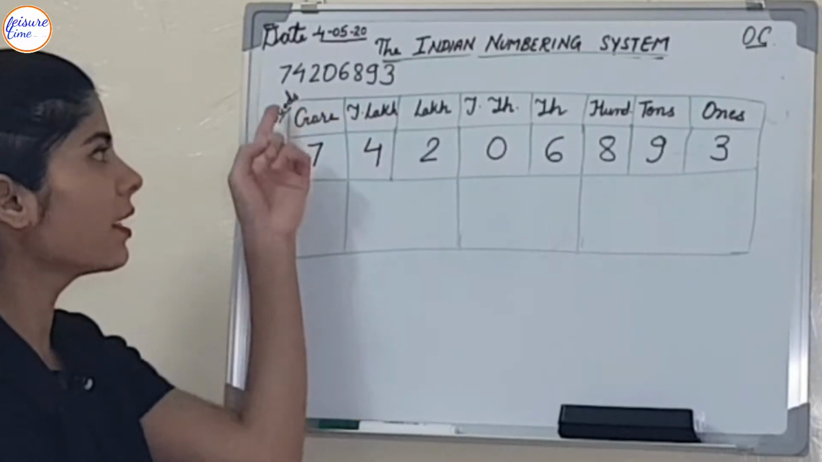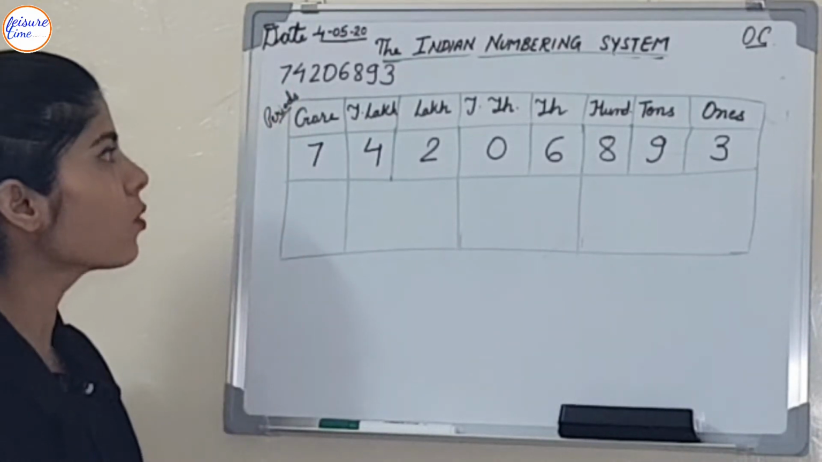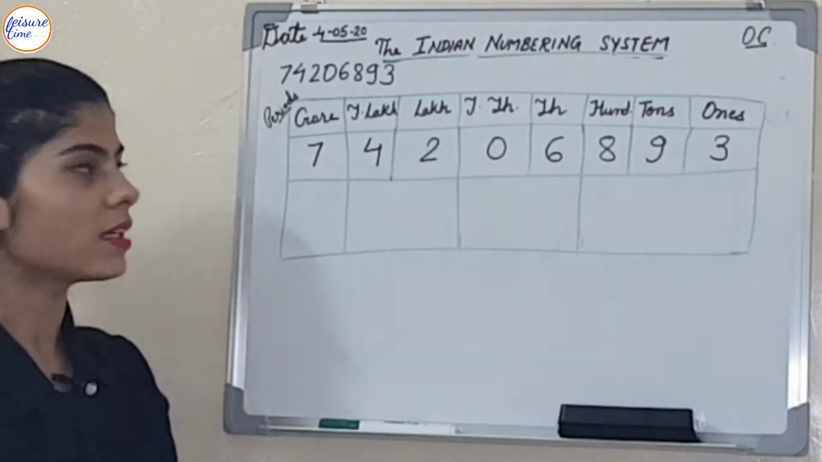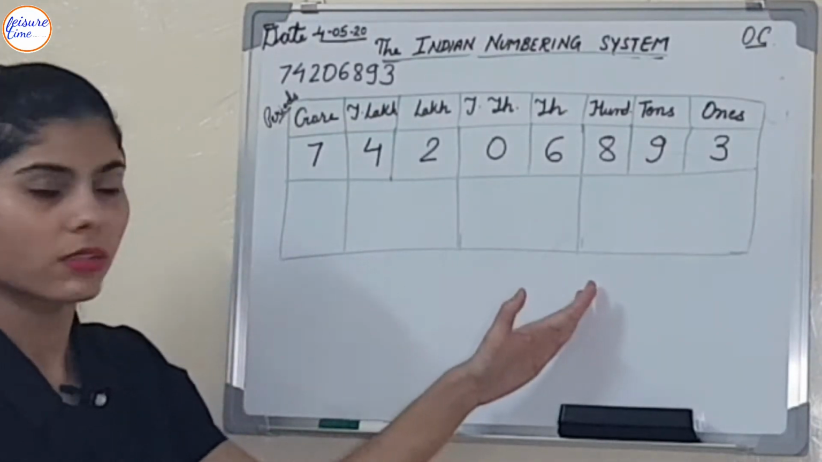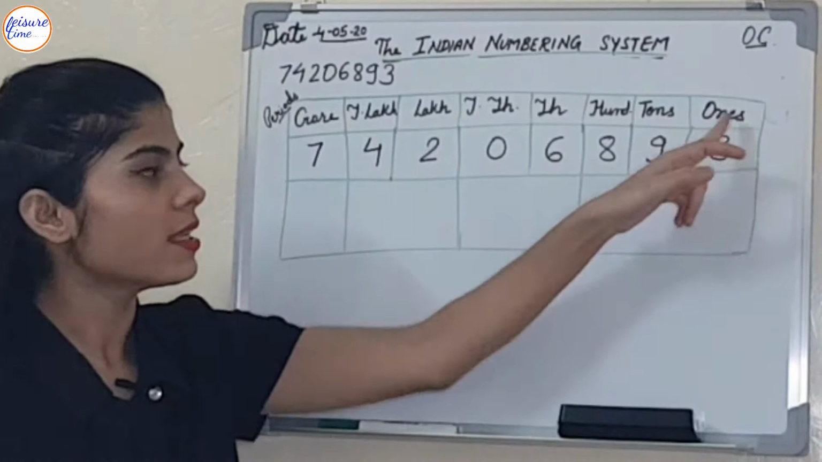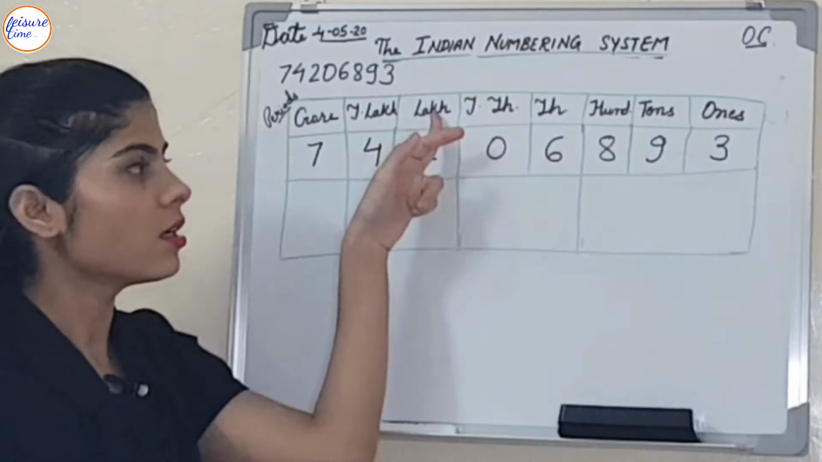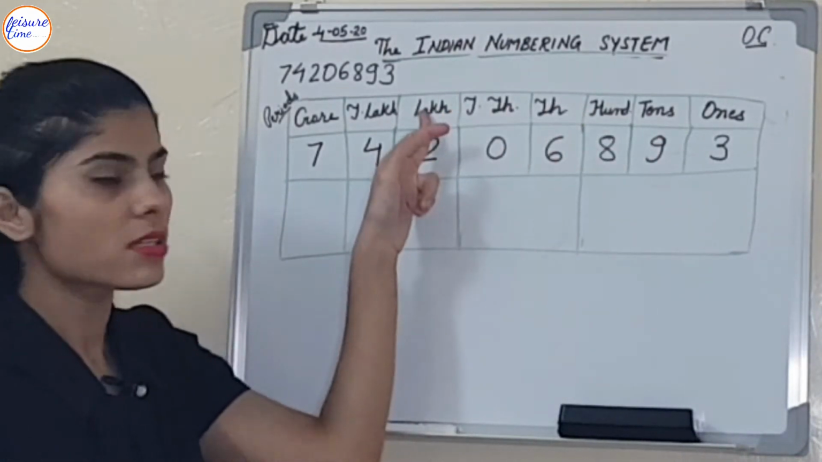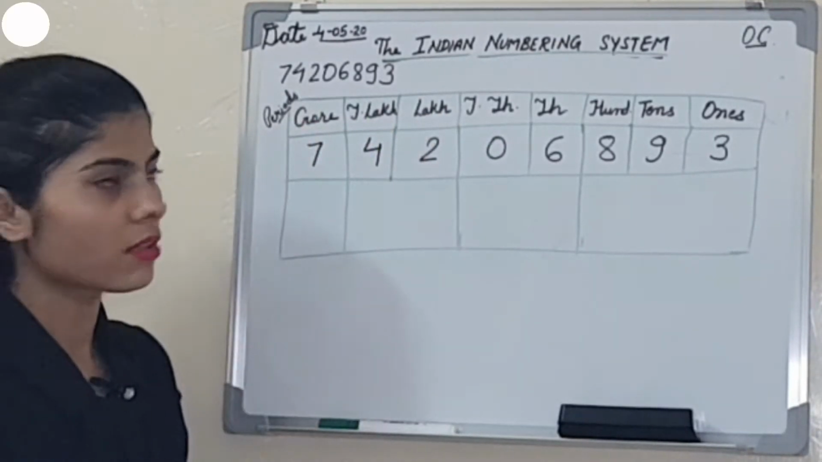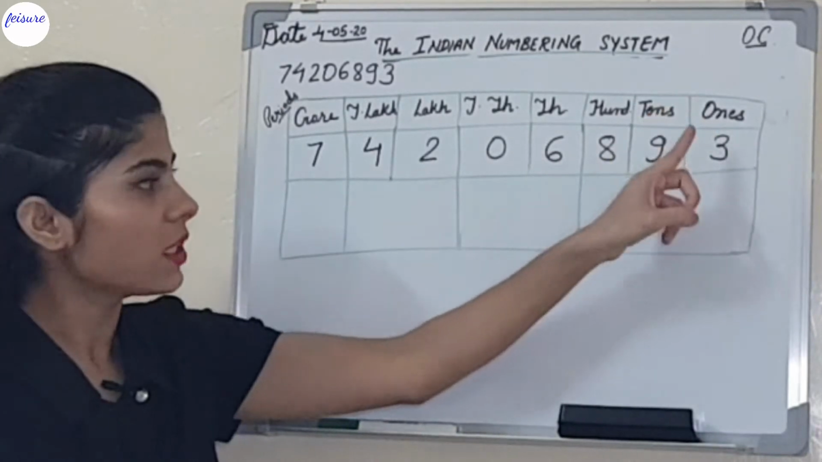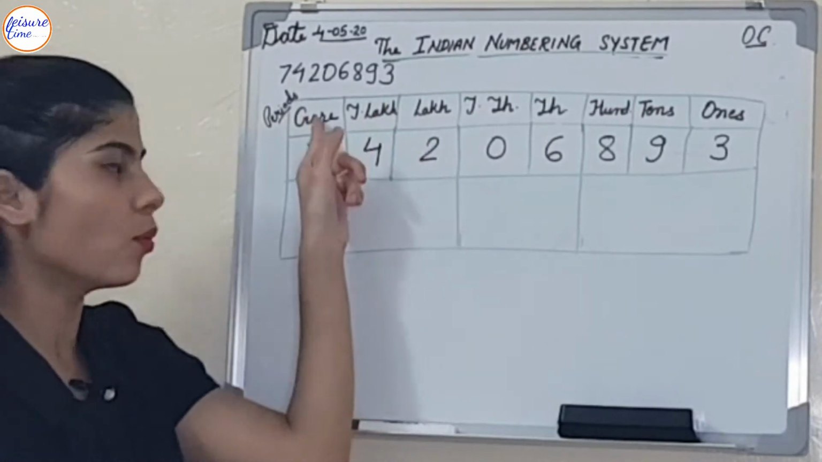So I took one example. You can see the digits over here: 74206893. These are the digits we need to take for the Indian numbering system. I already made one table. You can see ones, tens, 100, 1000, 10,000, lakh. In the Indian system, always remember that after 10,000 there is lakh, 10 lakh and crore. Once again I repeat it: ones, tens, 100, 1000, 10,000, lakh, 10 lakh, crore.